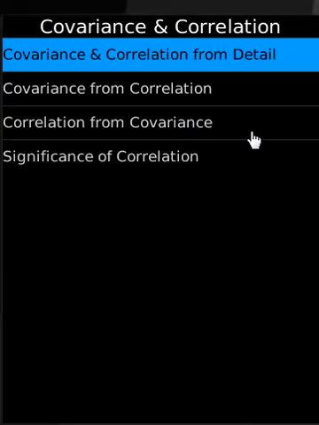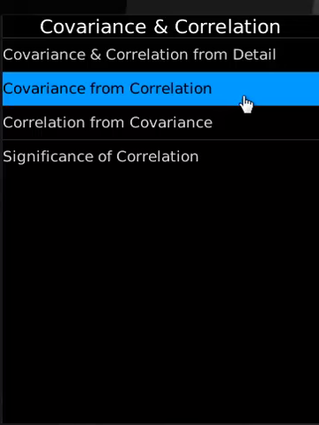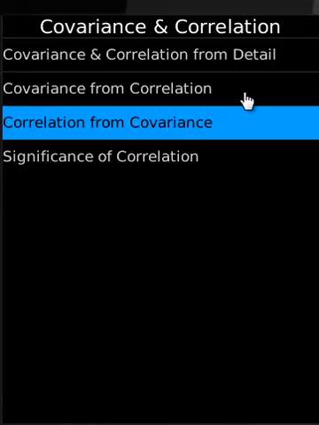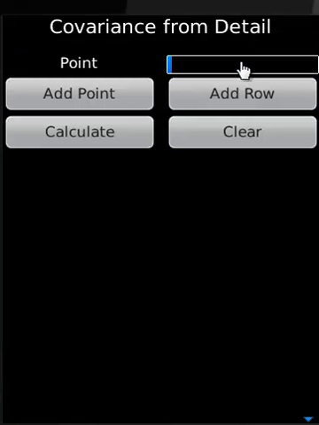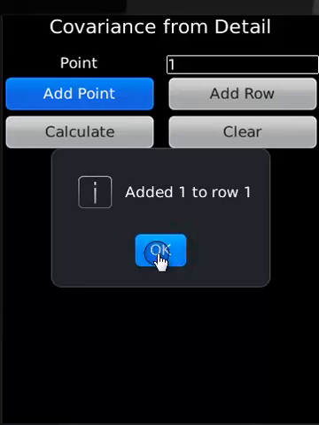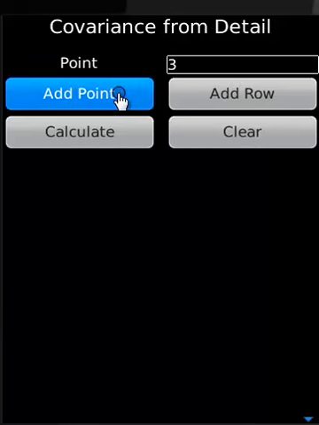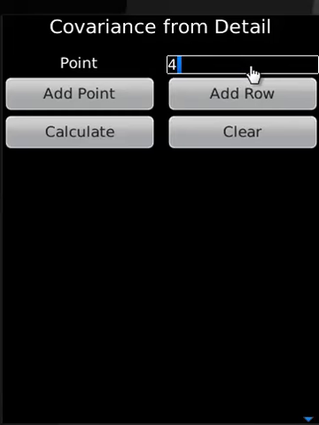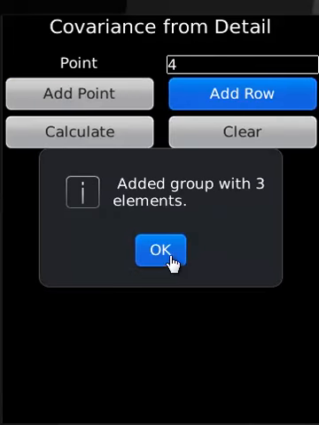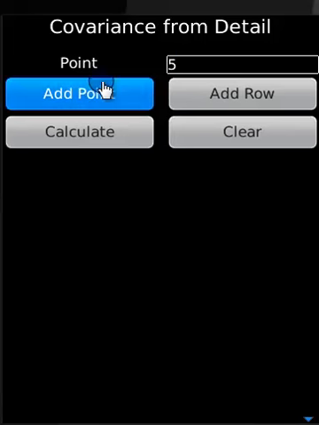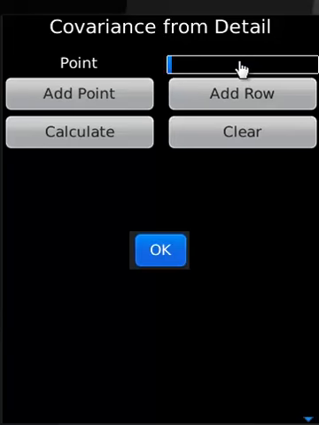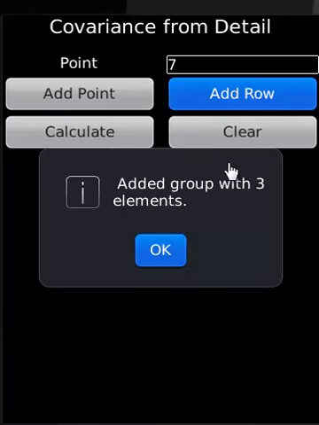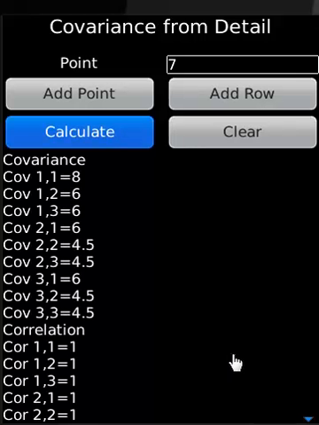Now covariance and correlation. Here the application provides you covariance and correlation from detail, covariance from correlation, correlation from covariance, significance of correlation. So now on to covariance and correlation from detail. So we keep on adding some data points and the groups or the rows. So that we added a row, now we added that, and now we calculate the covariance and correlation.